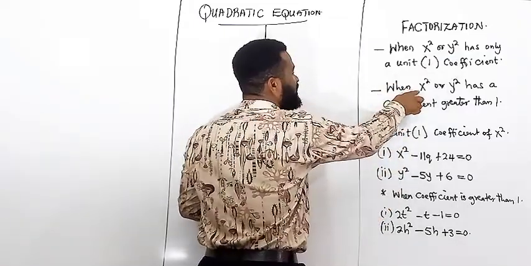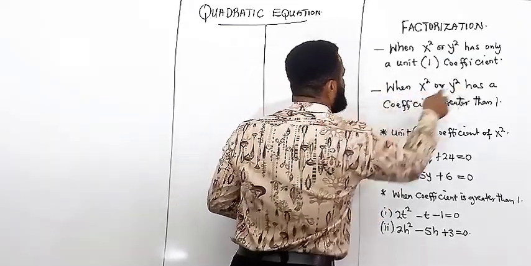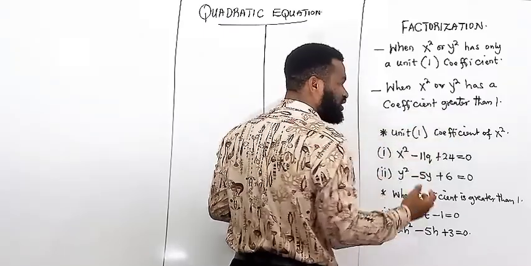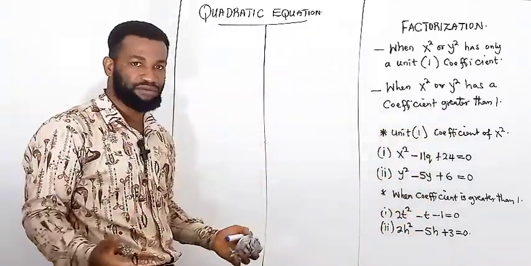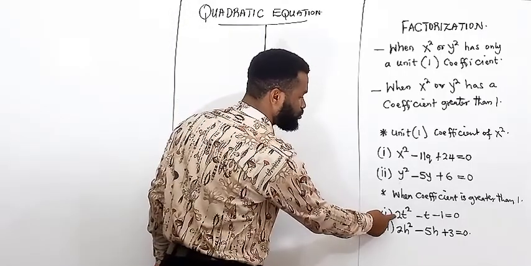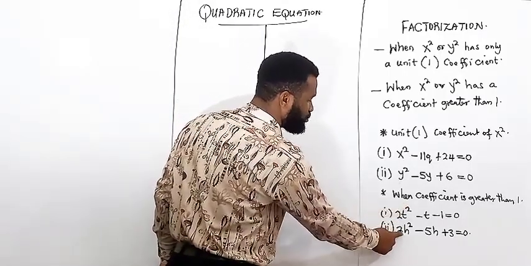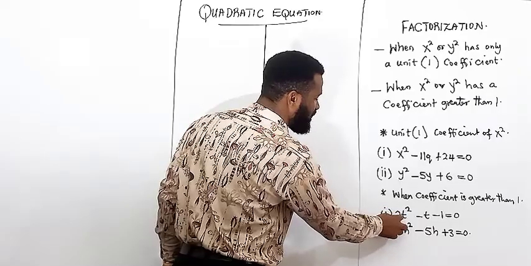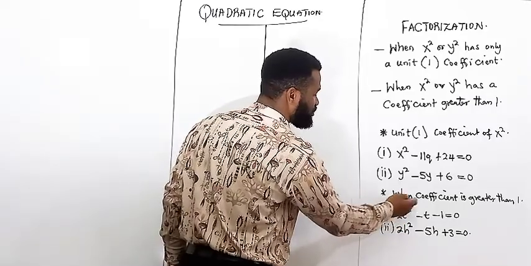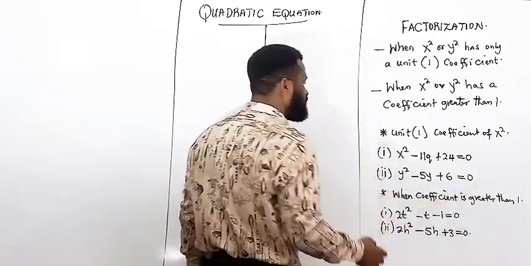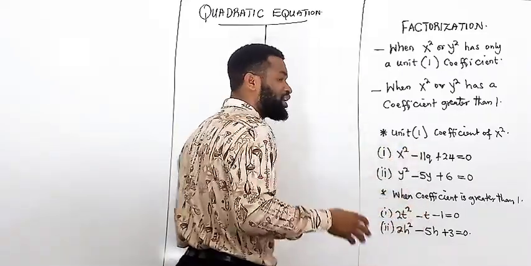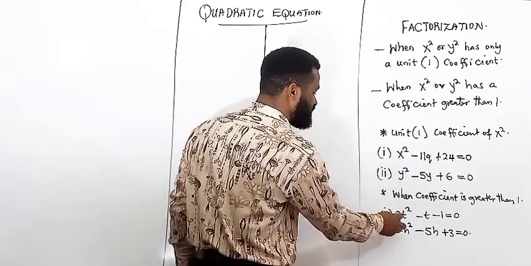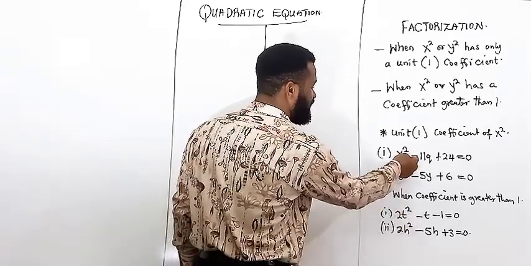Number 2, when the x squared or y squared has a coefficient greater than 1, it could be 2 or 3 or 5 or 10, whatever. Example, 2t squared or 2h squared. Whenever there is a number greater than 1, we say that such coefficient is greater than 1. The approach to solving this and this are the same. However, a little difference is applied when you are solving this one. Now let's get over this.